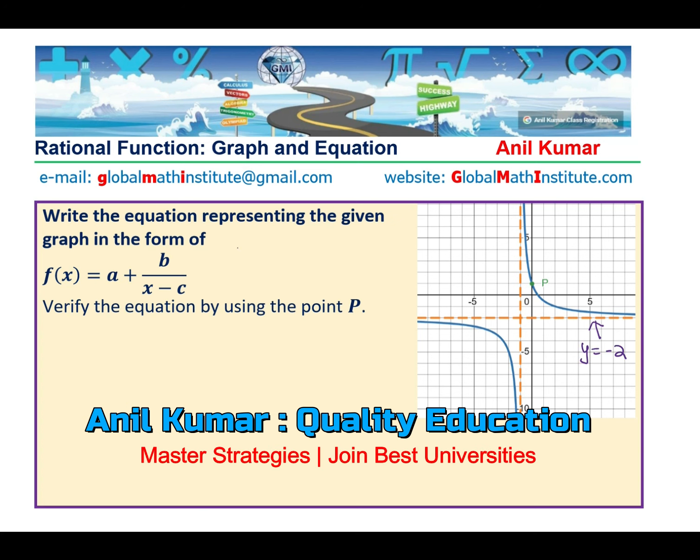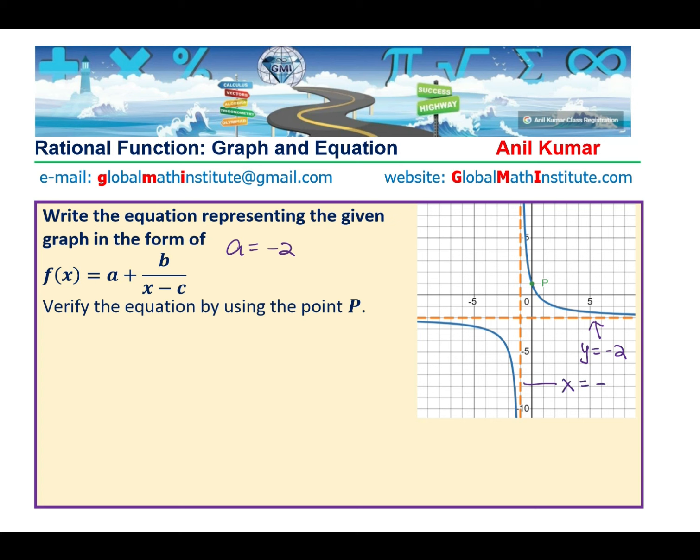Y equals minus 2 means a is minus 2. Perfect. The vertical asymptote is x equals minus 1. Means that c is equal to minus 1. Correct. And from here we can write f of x equals minus 2 plus b over x plus 1. Makes sense. Because c is minus 1. So minus of minus 1 will give us plus 1.